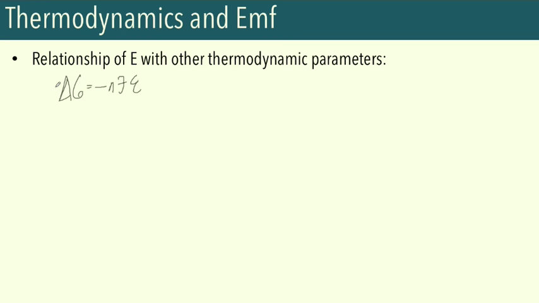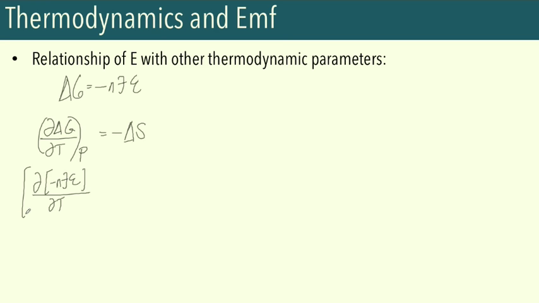Okay, so again, starting from our basic relationship of delta G is equal to negative nFE. Let's just recall that the change in delta G with respect to temperature at constant pressure is equal to negative delta S. So we could get a relationship between delta S and our potential by replacing our delta G with negative nFE. So we have the partial of negative nFE over partial of T at constant P is equal to negative delta S. Simplifying, this becomes negative nF, and these are two constants, so we could take them out of the derivative. So this is negative nF partial of E with respect to T at constant pressure, equal to negative delta S.